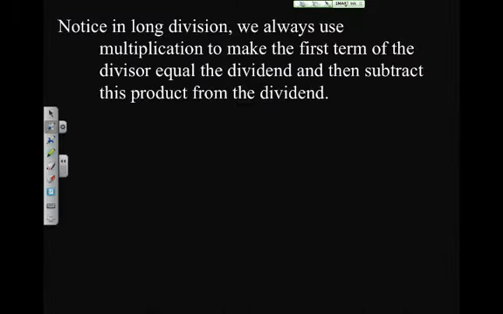Notice that in long division, we always use multiplication to make the first term of the divisor equal the first term of the dividend, and then subtract this product from the dividend.